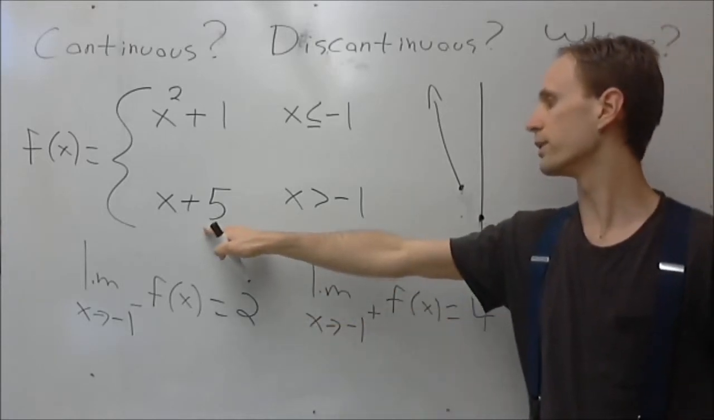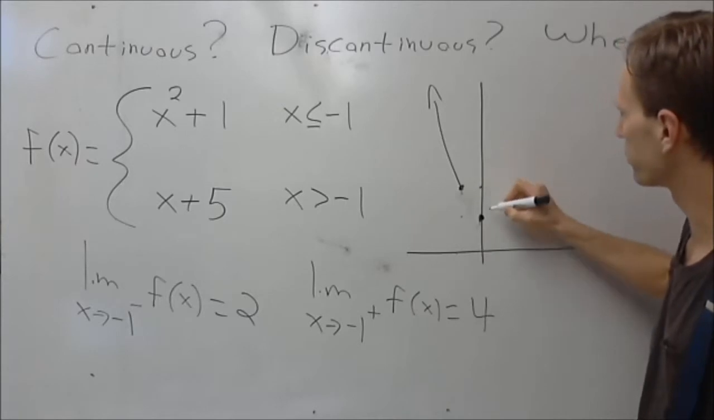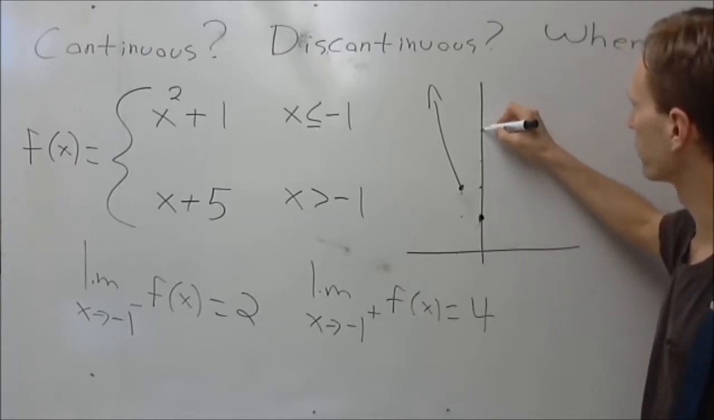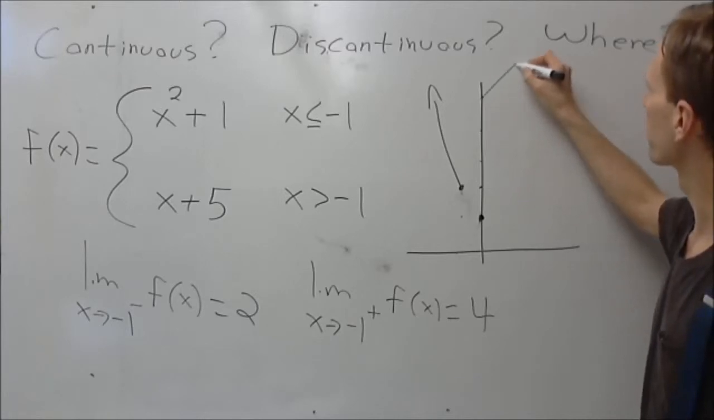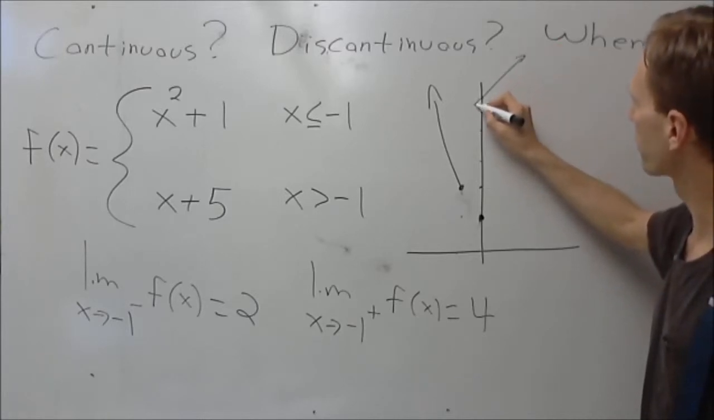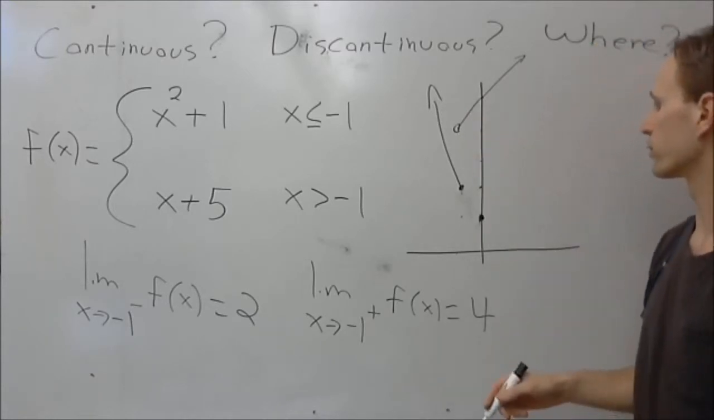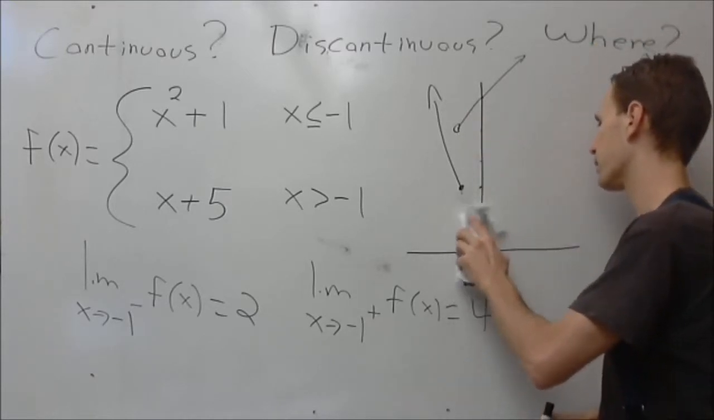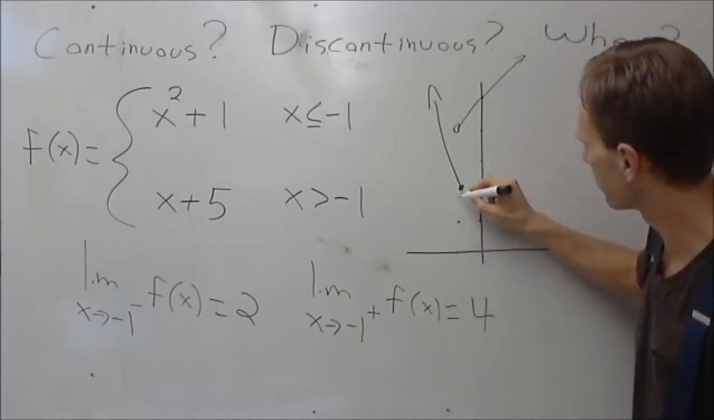And the other piece is x plus 5. Now, x plus 5 has a y-intercept of 5, so that's 2, 3, 4, 5, and it has a slope of 1. So it looks like that, and it's going down to 4 right there. So here's the graphical version of what we just did. Let me get that out of there. All right.